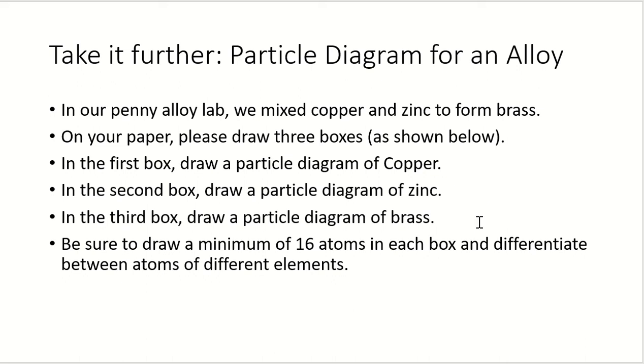Okay? In order to do this correctly, you have to think of the definition of an alloy so that you understand what's happening with the zinc and the copper when we're making brass. Also, I would like you to draw a minimum of 16 atoms in each box and make sure that you're differentiating between atoms of different elements. That can be done with different colors or different shadings or whatever you need to do. But make sure that zinc and copper, different elements, do not look the same in your particle diagrams.